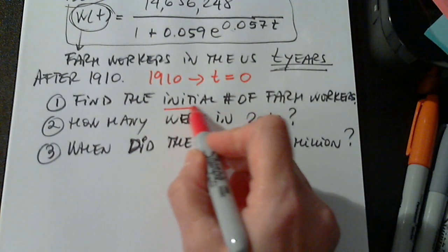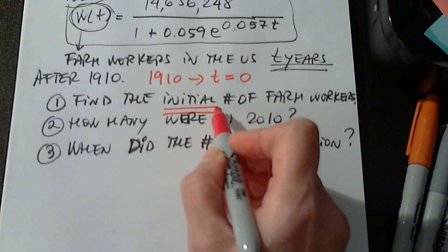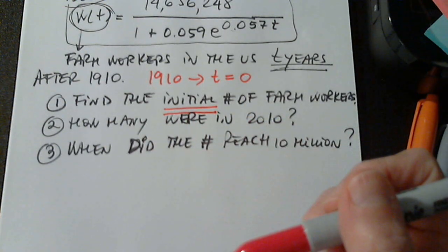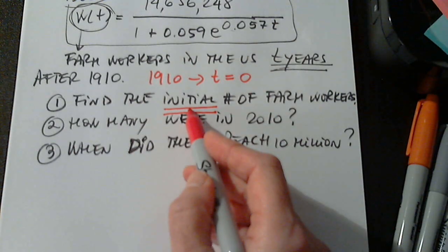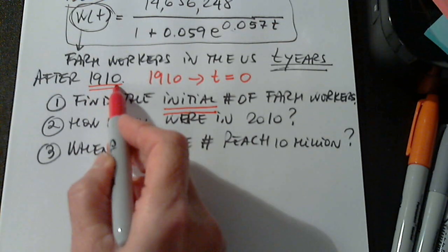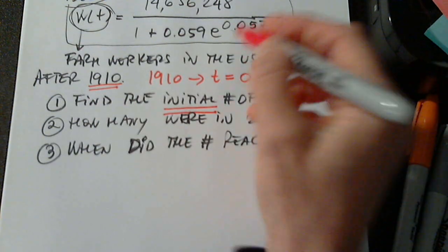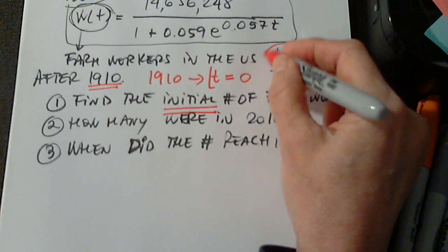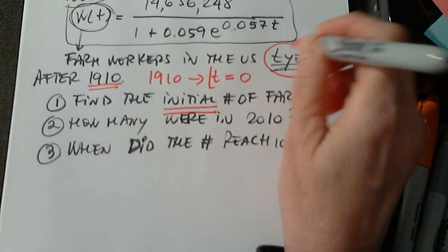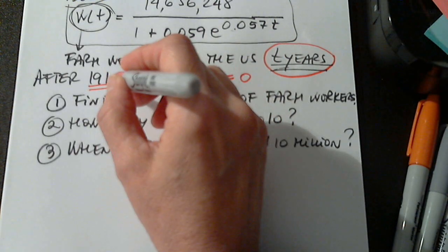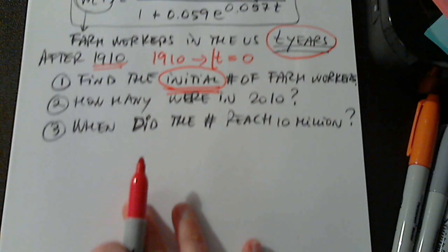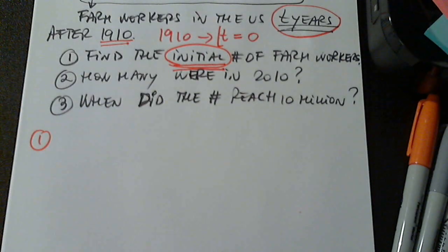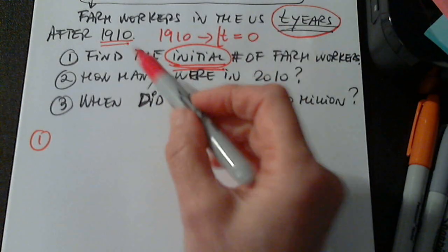Find the initial. When we say initial, we mean what they started with in the study. The initial must be in 1910, which it cannot be used, right? Because it specifically says T represents number of years after 1910. So every time I see initial, what do I have to find? Zeros. Yes.